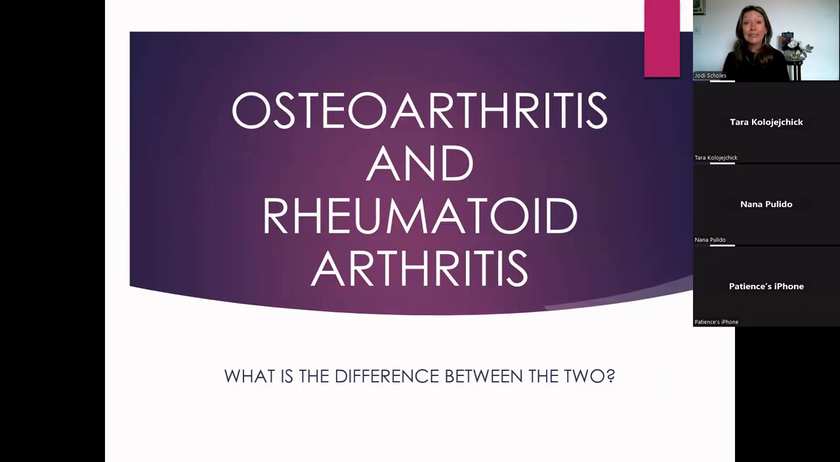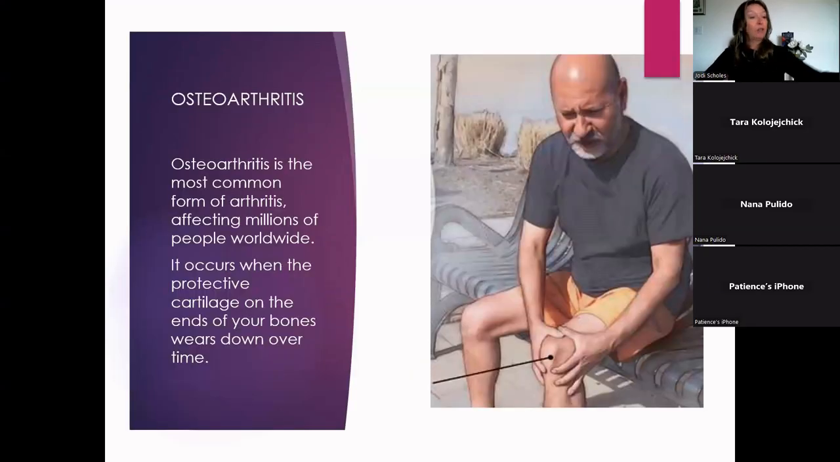Osteo and rheumatoid arthritis. It's a big topic. We're going to spend a few minutes here. What are the differences between osteoarthritis and rheumatoid arthritis? Can you tell me? Yep, you will be able to after this. All right. Osteoarthritis, it's the most common form of arthritis. In fact, when people tell you they have arthritis, they're usually referring to osteoarthritis.